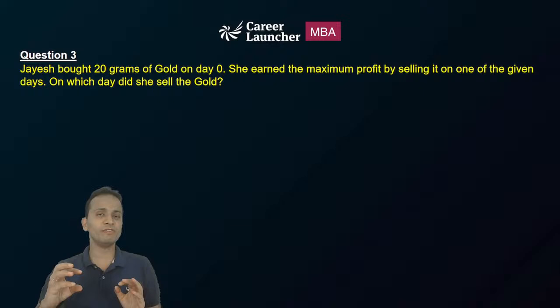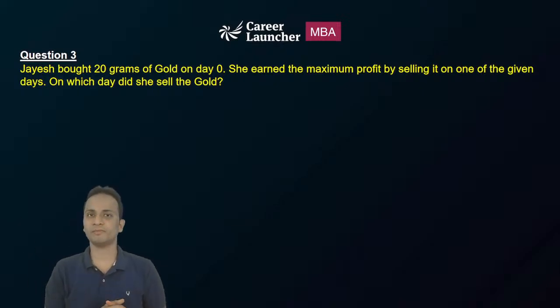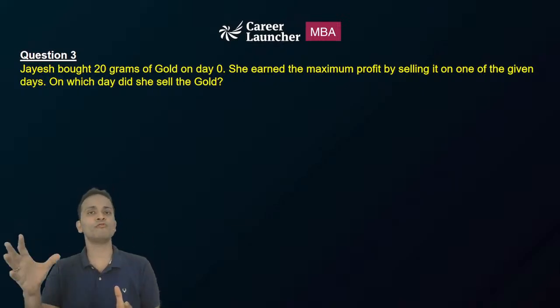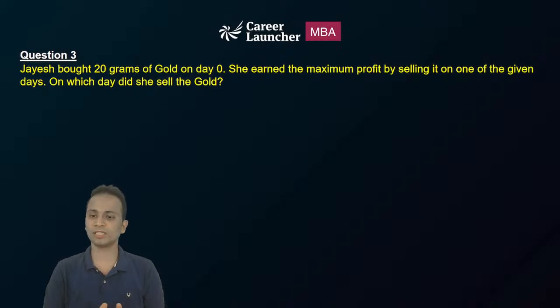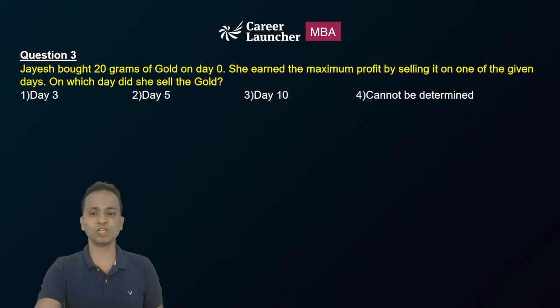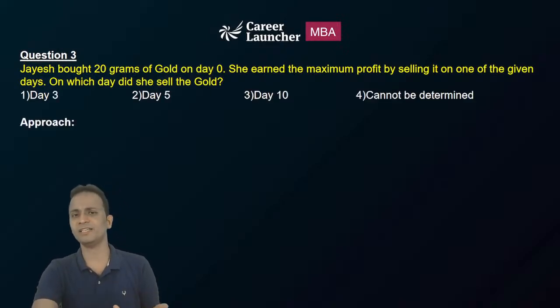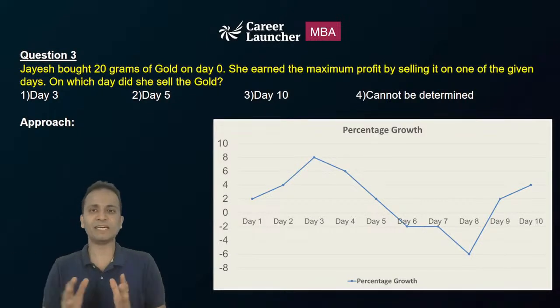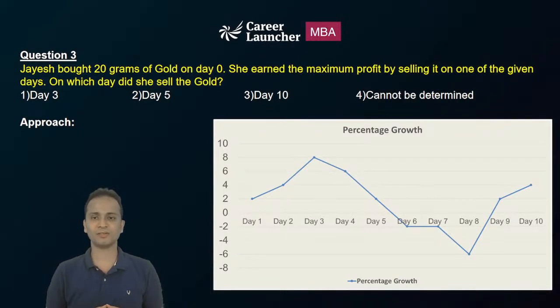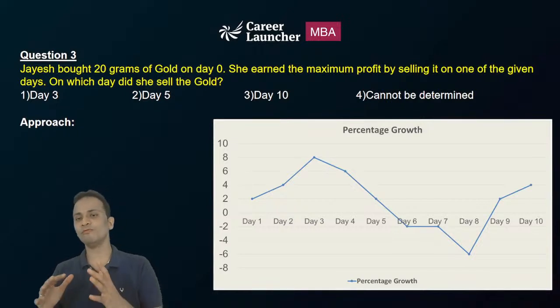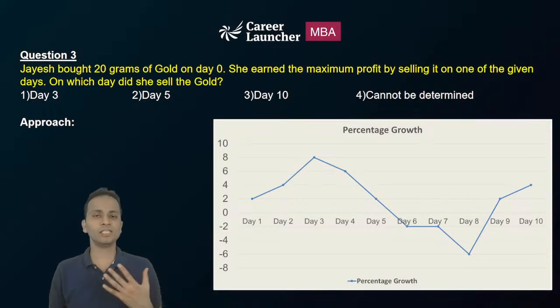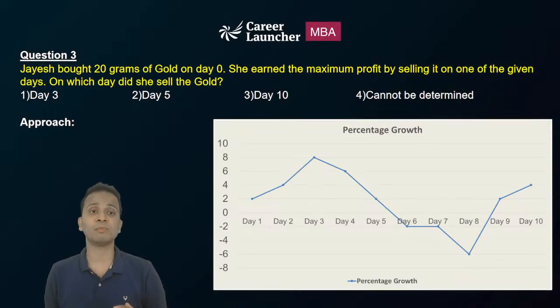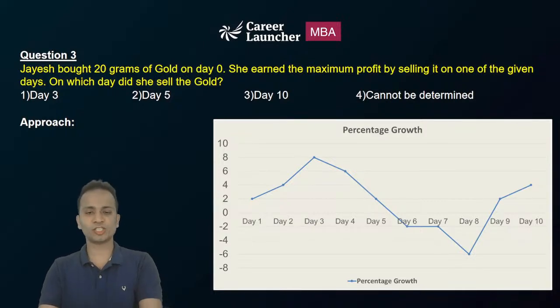So she will sell it on a particular day. To earn the maximum profit, on which day must you sell the gold? This is what the question is. So these are the options: day 3, day 5, day 10, cannot be determined. Cannot be determined will be the pet option that you will get, right? So by selling gold on which of these days will this person earn the maximum profit? 2 minutes is all you have.